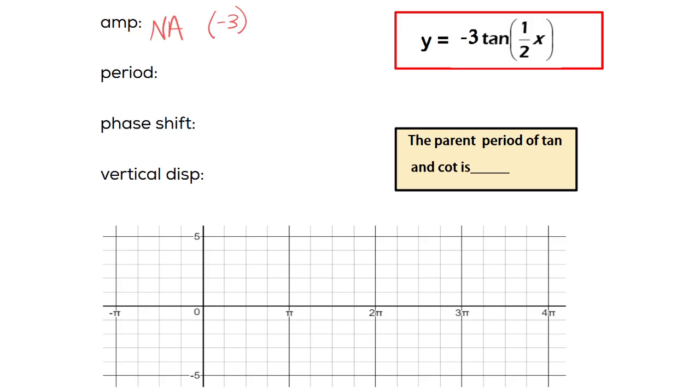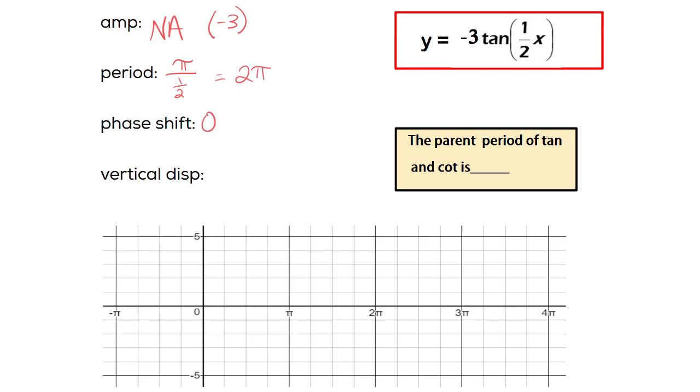We just don't call it amplitude. The period, remember our rule for that is the parent period over b. And the parent period for tangent was only pi. Yesterday, for sine and cosine, it's 2 pi. But for tangent and cotangent, it's pi, meaning I'm going to do pi divided by the b value. Dividing by 1/2 is the same as multiplying by 2. I've got a period of 2 pi.